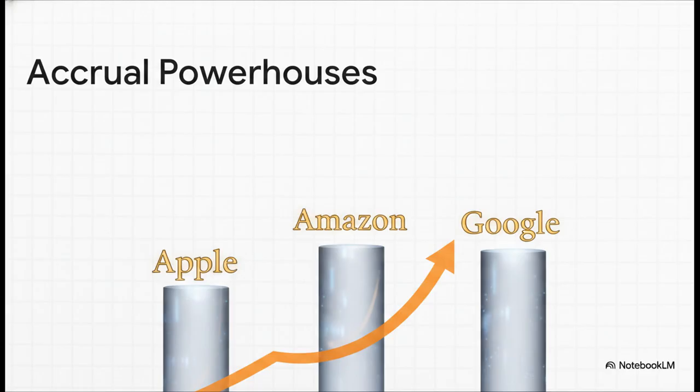Think about the absolute biggest powerhouses in the world right now. Apple, Amazon, Google. Pretty much every major household name and incredibly successful enterprise has one massive thing in common. They all use the accrual basis of accounting. If you want to play at the absolute highest level, you simply cannot use an amateur scorecard. You have to use the exact same financial framework as these global titans.